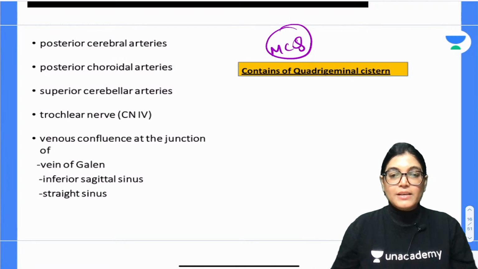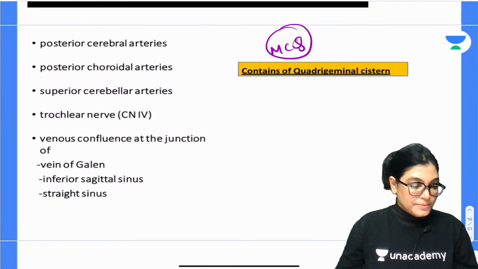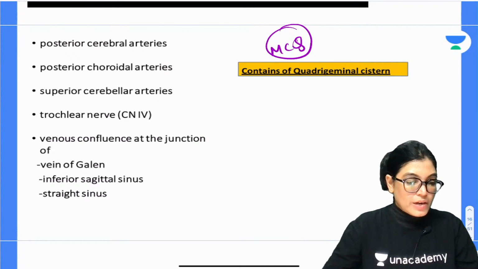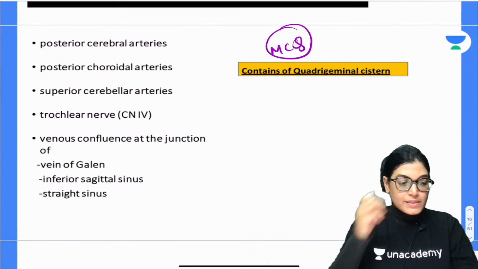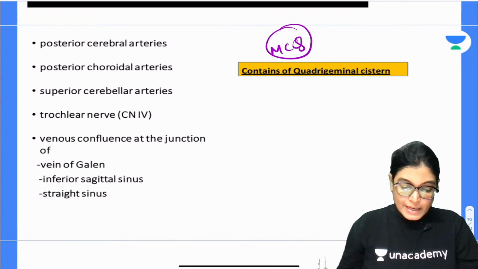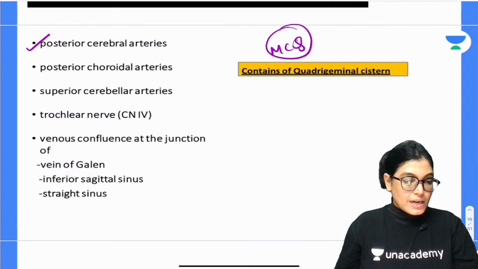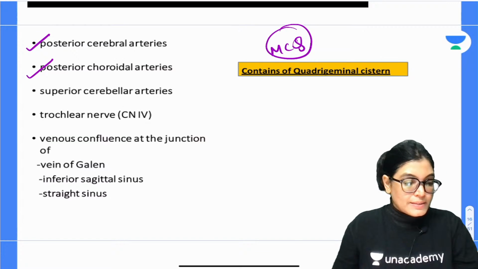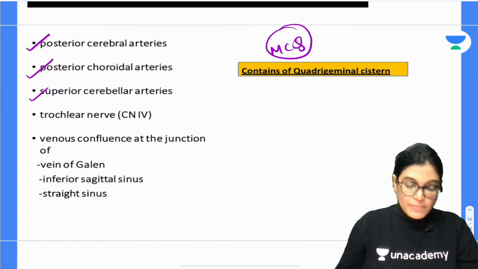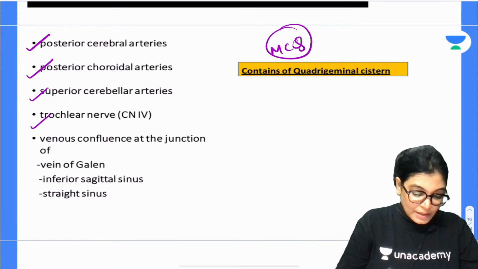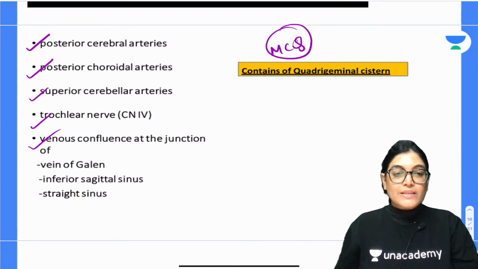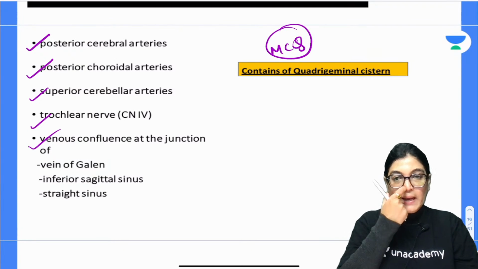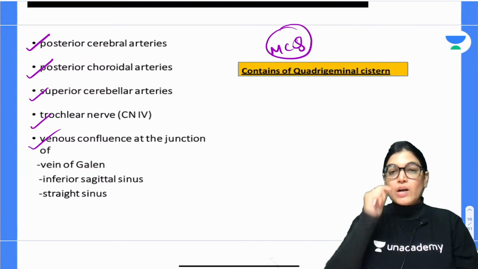Yes, my dear aspirants, is it clear to everyone? So, contents of the quadrigeminal cistern. Let's concentrate. The contents are the posterior cerebral artery, posterior choroidal arteries, superior cerebellar arteries, trochlear nerve, and venous confluences at the junction. So we have the vein of Galen, inferior sagittal sinus and straight sinus. These are the contents of the quadrigeminal cistern.